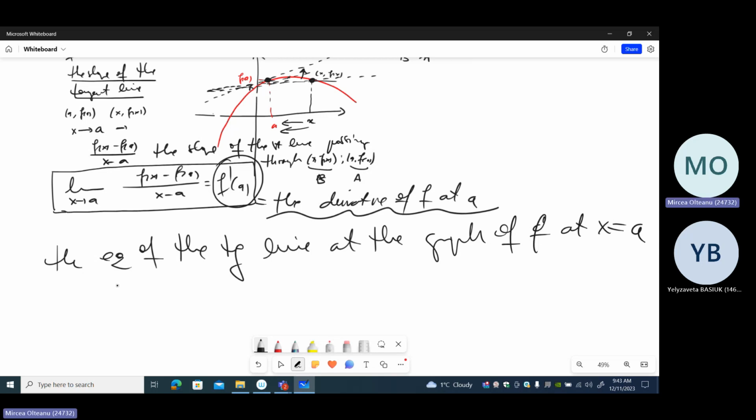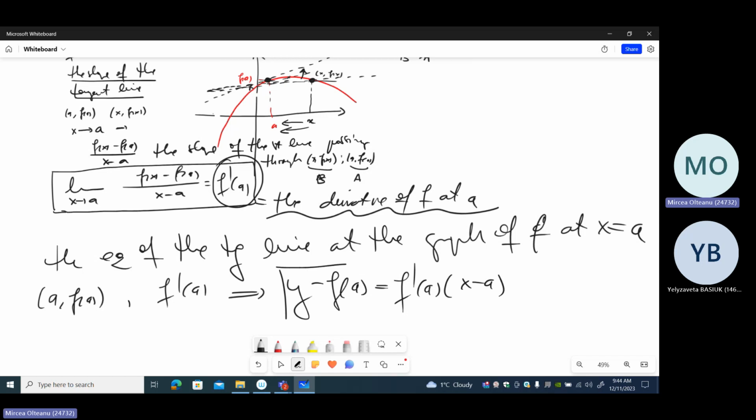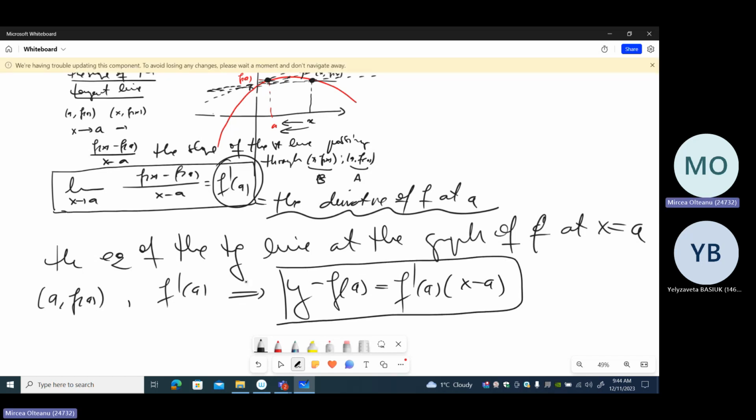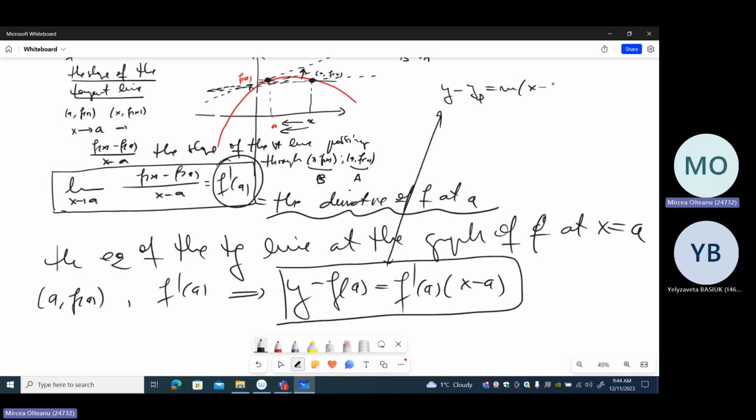According to our previous equation, we know the point a, f of a, and we know the slope f prime of a. So the equation will be y minus f of a equals the slope f prime of a times x minus a. This is the famous equation of the tangent line at the graph of a function. Here I'm talking about the following general formula: y minus yp equals m times x minus xp. Here the point p has the coordinate a, f of a, and the slope m is the derivative of f at the point a.